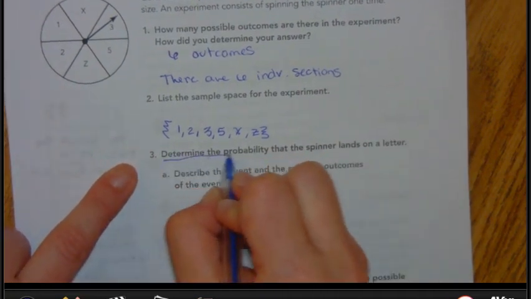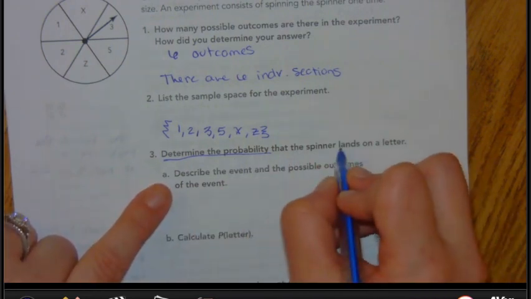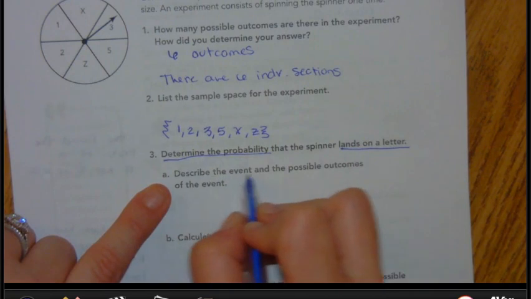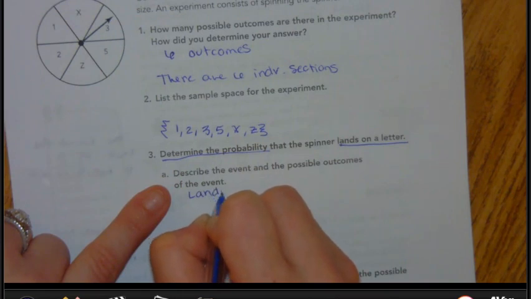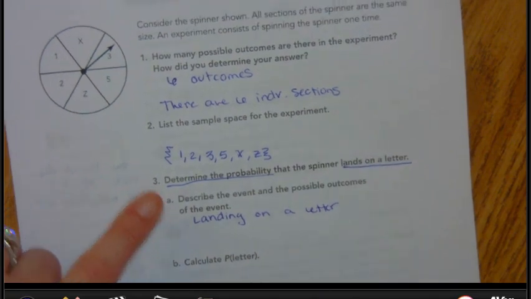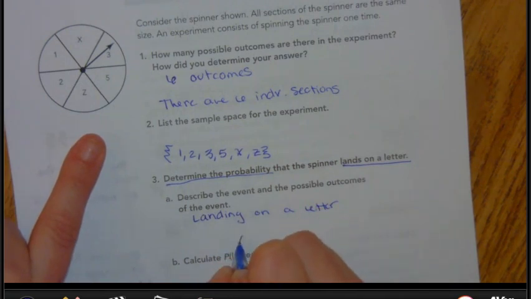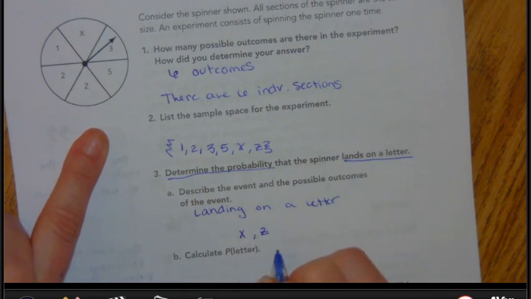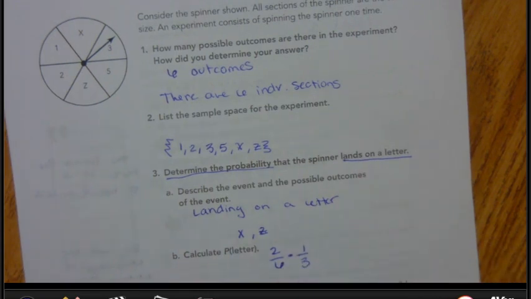Now I'm going to determine the probability for the events below. So I'm going to determine the probability of landing on a letter. So describe the event and then the possible outcomes. Well, my event is landing on a letter. And how many times can I land on a letter? Well, there are 2 possible outcomes, and it is X and Z. So what is the probability that I will land on a letter? 2 out of 6, which can reduce down to 1/3.